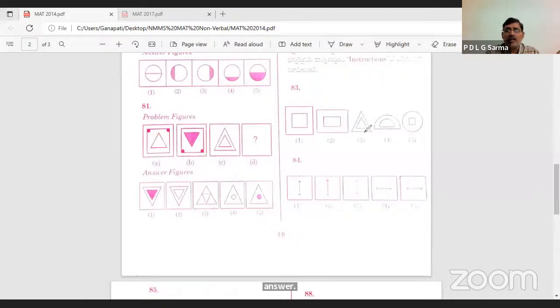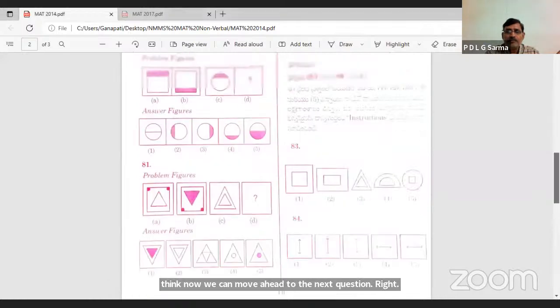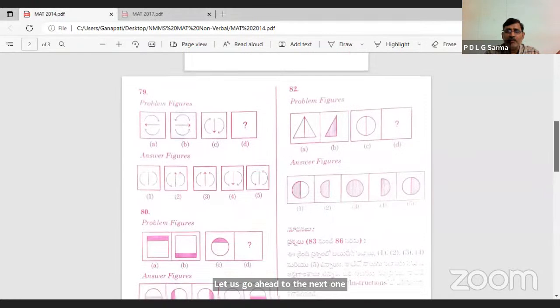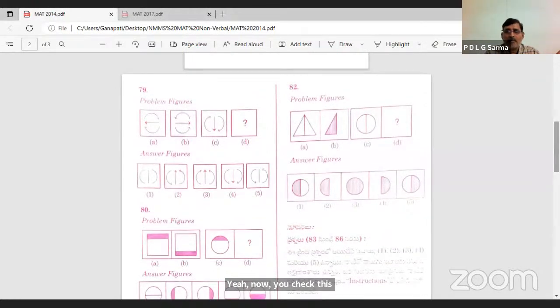All of you are doing it nicely. I think now we can move ahead to the next question, right? Let us go ahead to the next one. Now you check this 82nd problem. Again, the same thing. What is the logic? Let it be 1, let it be 2, let it be 5. Your answer can be anything, but you have to give me proper reasoning.